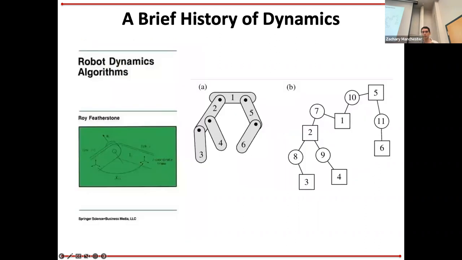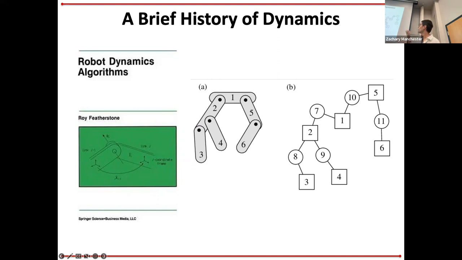Another thread coming from computer science. Anyone heard of this guy? Featherstone? Okay, so yes, a couple people. No, okay, so Roy Featherstone, this is late 80s. He's still around, still doing it. He developed the first general linear time algorithms for dynamics.